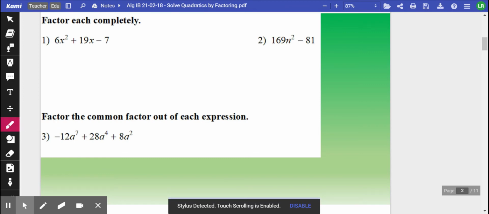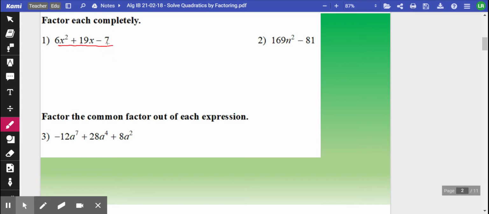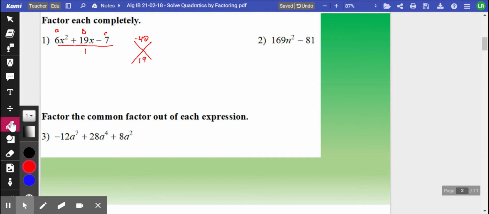Okay, and with all these, you just start the same way. What can I divide out? Smallest number is 6, and there's nothing 6, 3, 2. I can't divide any of those. So, 1, it's done. So, magic numbers. And the majority of your problems are going to be just like number 1. Reminder, A, B, C. So, A times C on top, negative 42. B on the bottom, 19. We have to figure out what the numbers are.